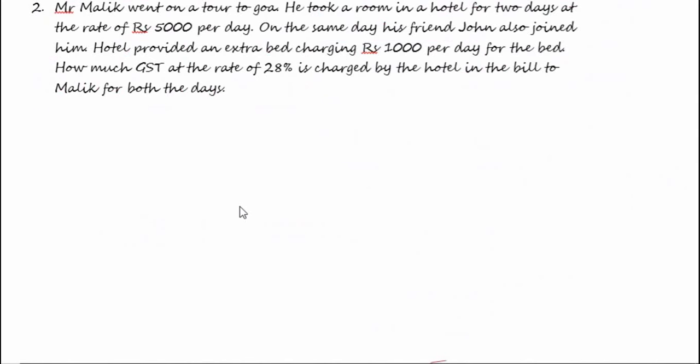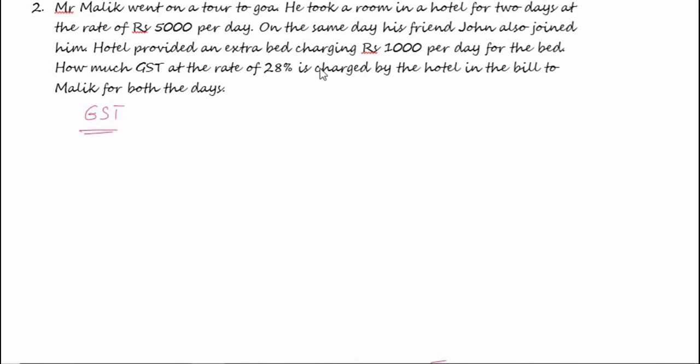Problem number 2. Mr. Malik went on to a tour to Goa. He took a room in a hotel for 2 days at the rate of rupees 5,000 per day. On the same day, his friend John also joined him. Hotel provided an extra bed charging rupees 1,000 per day for the bed. How much GST at the rate of 28% is charged by the hotel in the bill to Malik for both the days? Now here we have to calculate only the GST, nothing else.